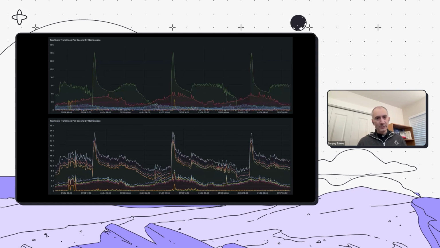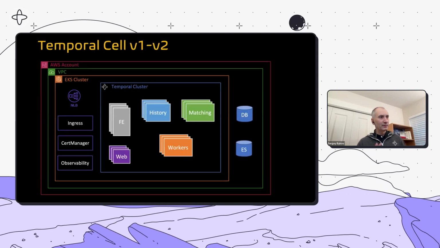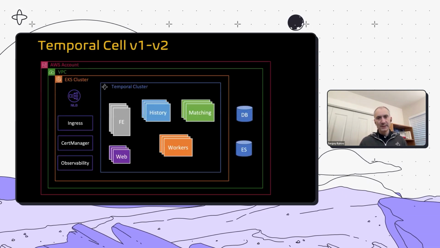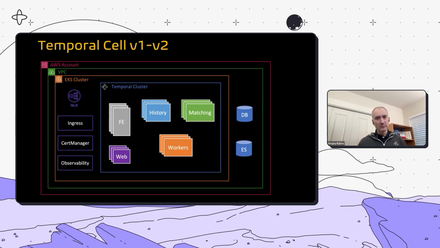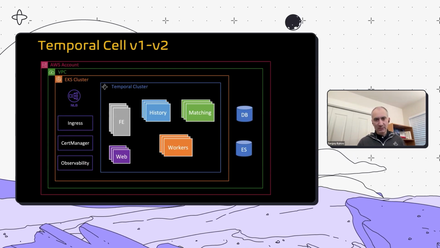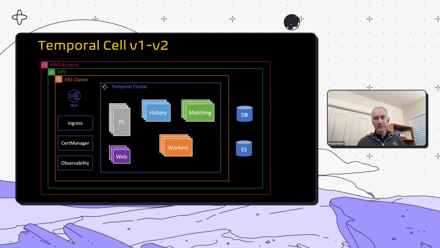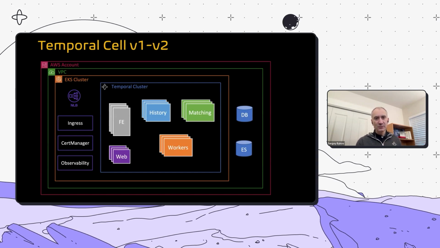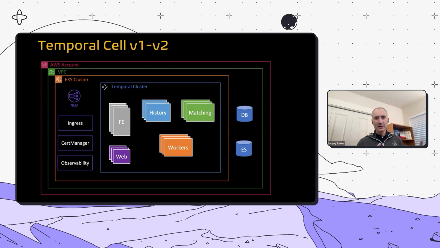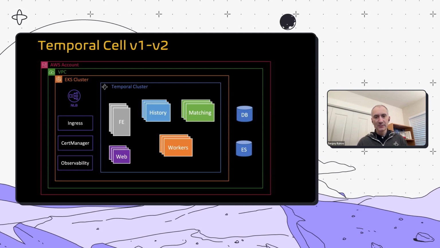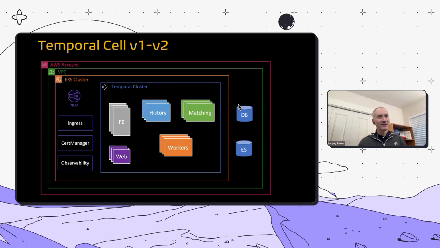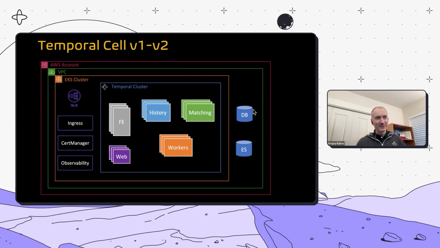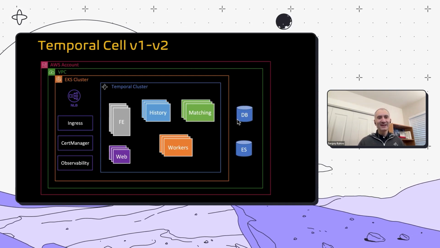So we evolved to this. We started with what we call the cell, V1, V2 version cell. This is a simplified architecture. There's a lot of machinery: the compute, the temporal services, and infrastructure services for managing certificates, connectivity, ingress, durability. And it's small in the diagram, but there's the database.